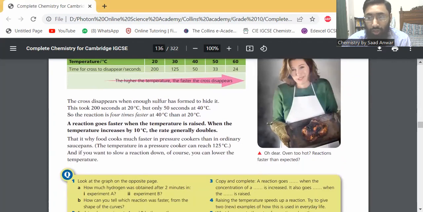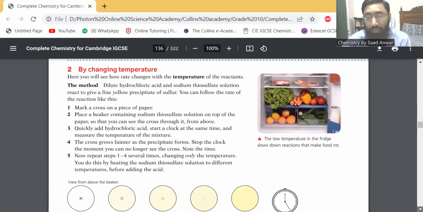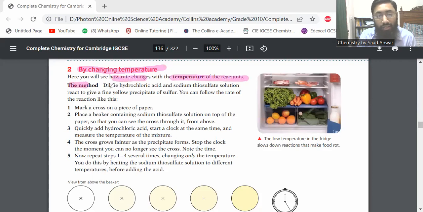What happens when we change the temperature? What happens to the speed of reaction? Remember, by increasing temperature, the rate of reaction increases, and by decreasing temperature, the rate of reaction decreases. In this topic, we will learn how rate changes with temperature of reactants. Now the method by which we are going to explain how the rate of reaction changes by changing temperature.